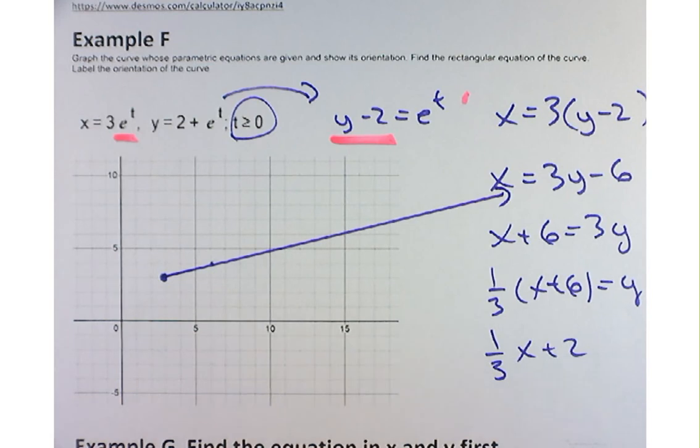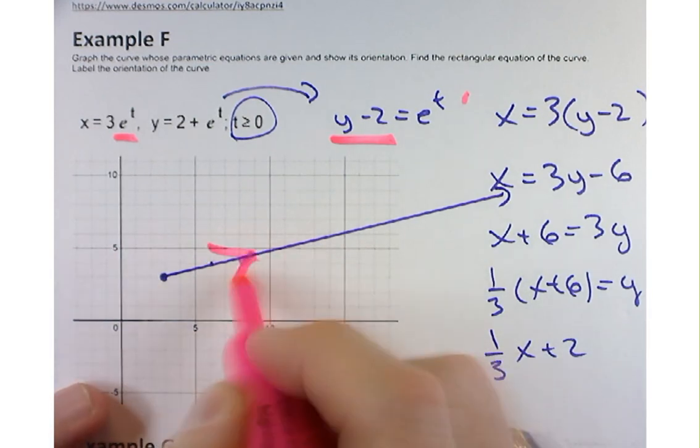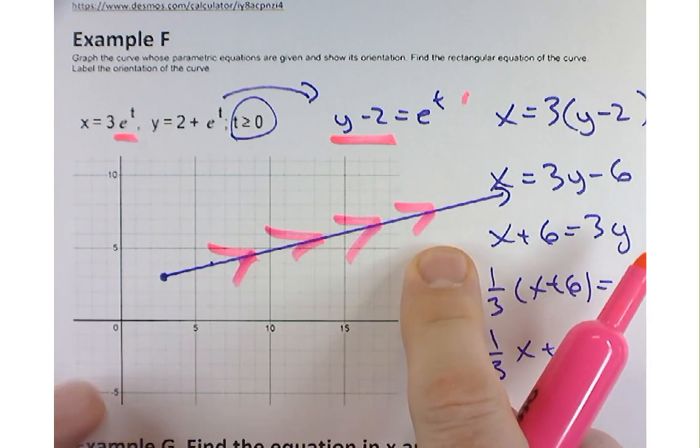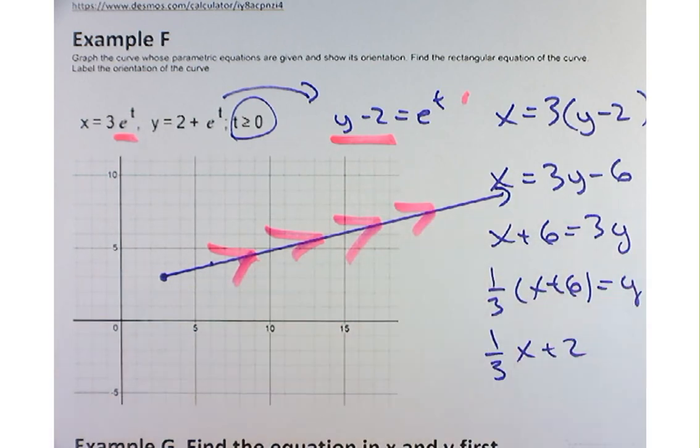And then finally, the orientation, that's just these curves. There was a question in the chat about the orientation. When you're showing me the orientation, I just want those arrows pointing the direction that this graph gets traced out.